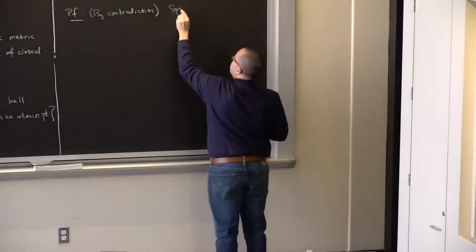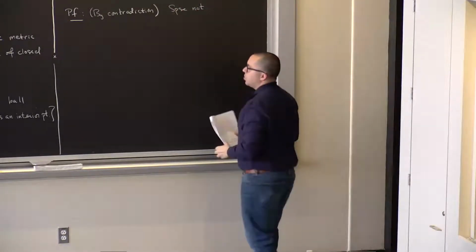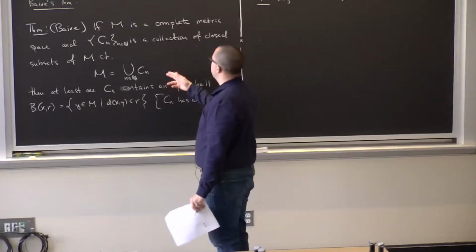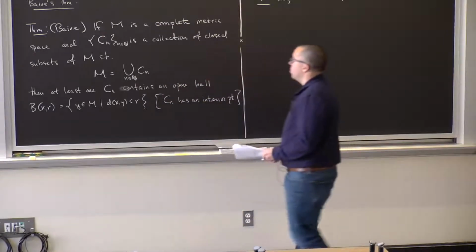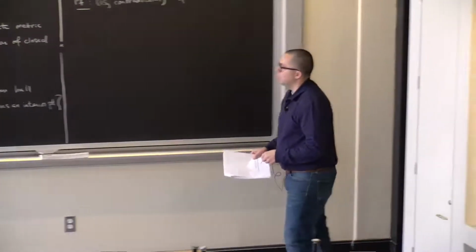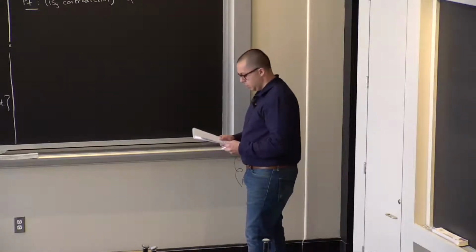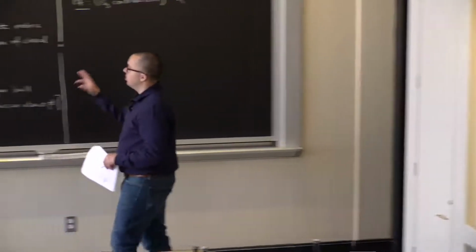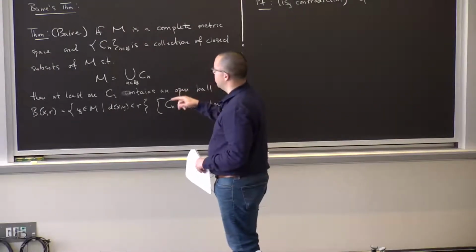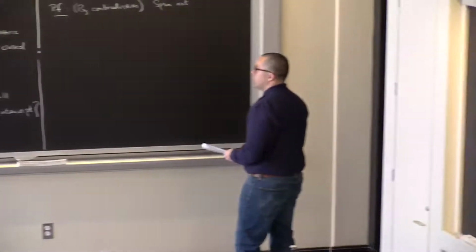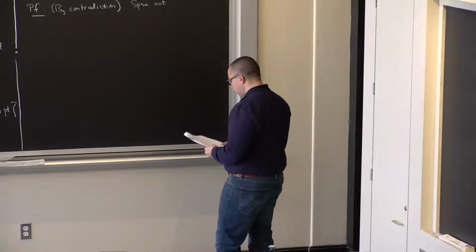Let's suppose not, i.e., there is a collection of closed subsets of M such that M is equal to this union. And what we're going to do is find a point that's not in this union and therefore not in M, and that'll be our contradiction. We'll use the completeness of M to obtain this point, because we're going to obtain it as a limit of a certain sequence, and to be able to say that this limit exists, we're going to show this sequence is Cauchy.